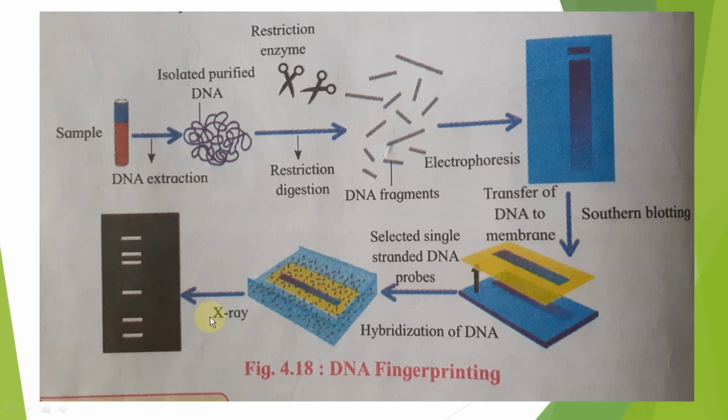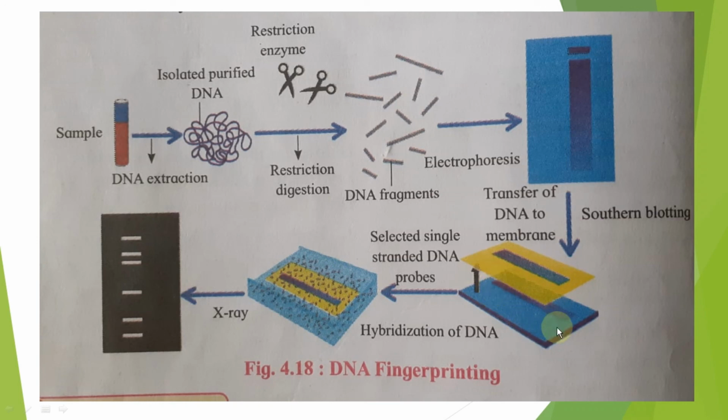These are transferred onto the nitrocellulose filter paper. This is called Southern blotting. Then probe formation will take place. These DNA probes are labeled with a radioactive isotope so that they can shine. Then these probes are added to the host DNA. At that time complementary base pairing or hybrid formation takes place.